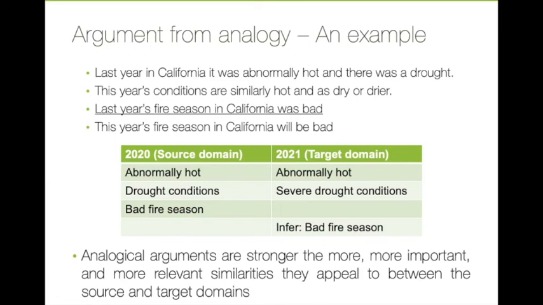Then we know that 2020 was a bad fire season, and so we infer by analogy that 2021 will have a bad fire season. So we could use this information, for example, to prepare for some fires, and then we could get some direct data later on about whether or not the fire season was as bad as we hypothesized it might be. Stronger analogical arguments are ones that have more features in common and more important features that are similar and more relevant similarities given the topic of the inference.